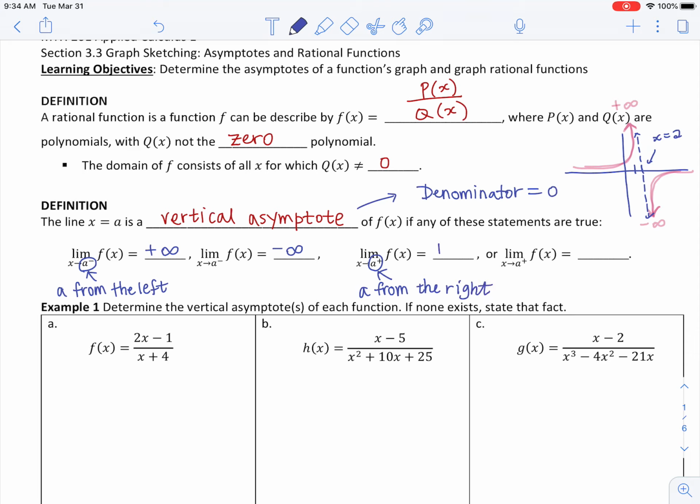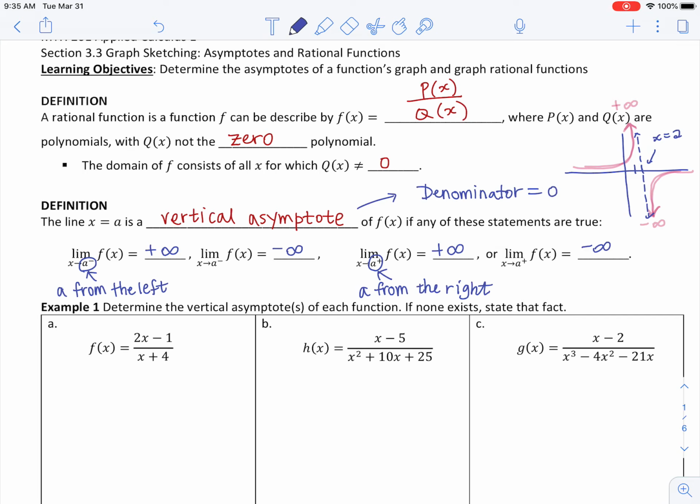The function value f of x is going straight up to positive infinity or negative infinity. And if any of these statements are true, then that's how we find these vertical asymptotes given the graph, right? So that's the definition, and we can find these vertical asymptotes using this.